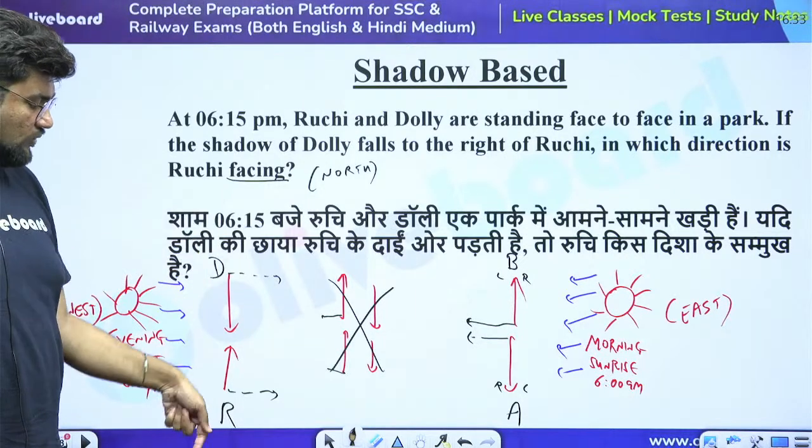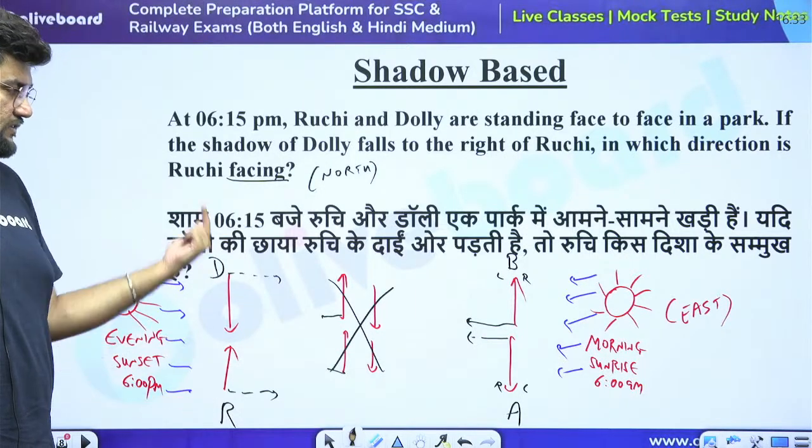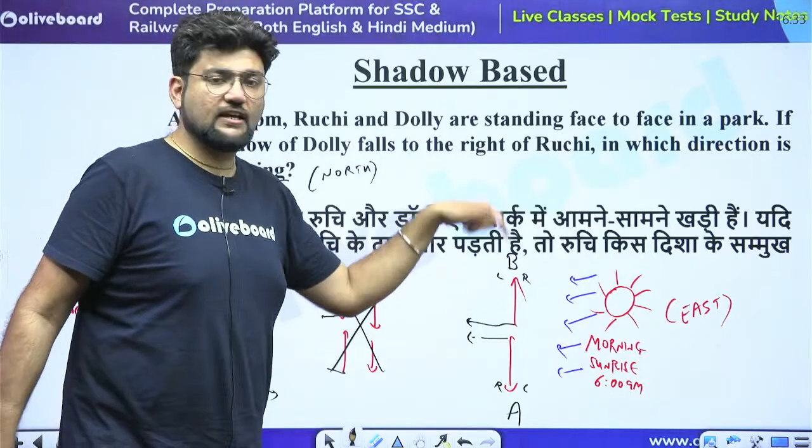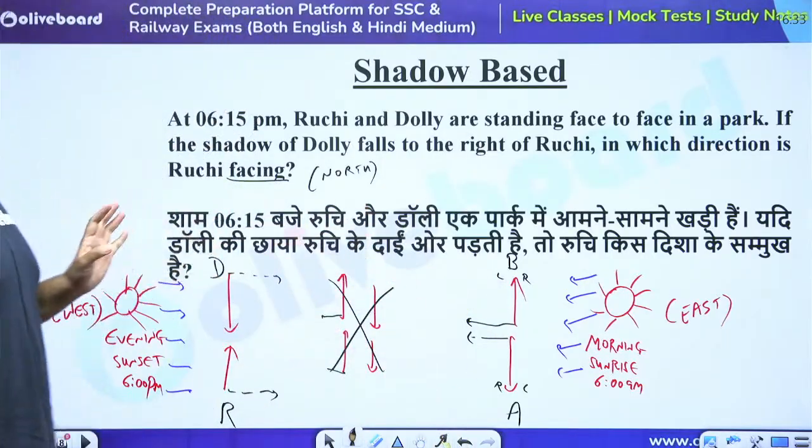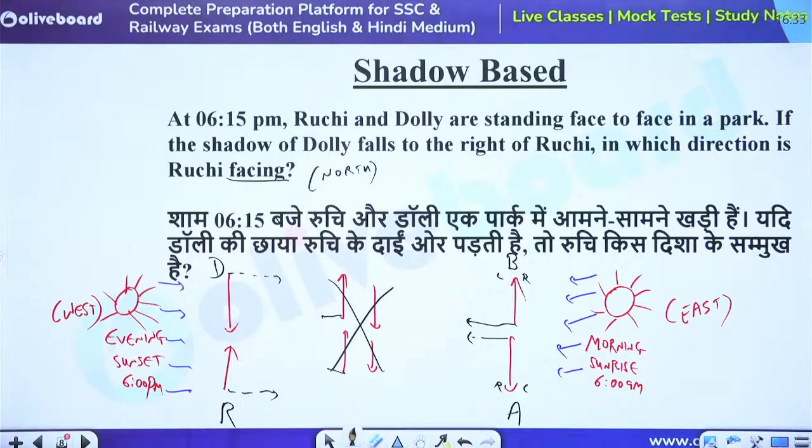See, if D is facing the south, R is facing the north. If B is facing the north, A is facing the south. They will always be facing in opposite directions only, but either towards each other or opposite to each other.